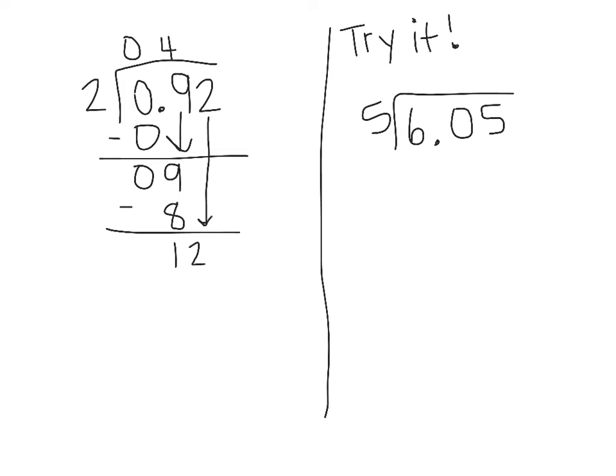12 hundredths divided by 2 is equal to 6 hundredths. 6 hundredths times 2 is equal to 12 hundredths. And we subtract, we get 0. We bring our decimal point straight up, and our answer is 46 hundredths. Go ahead and try the next example on your own.